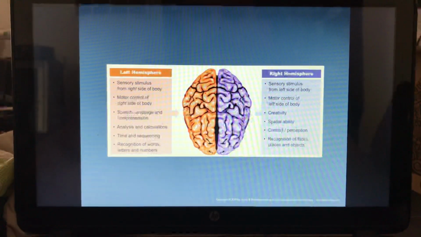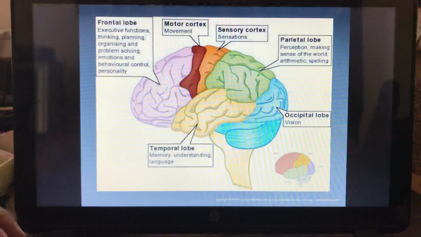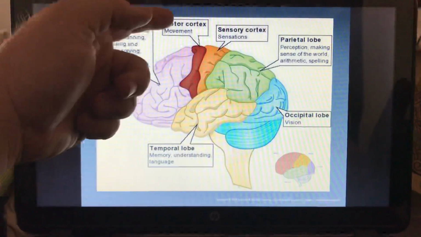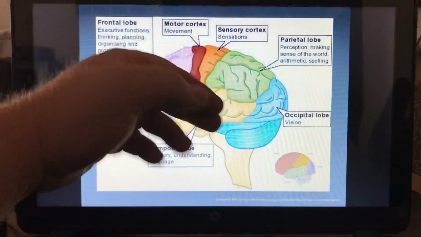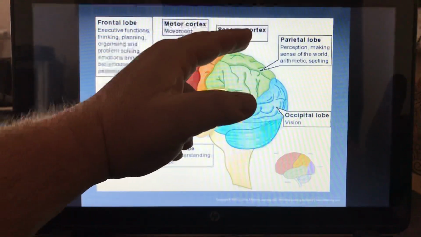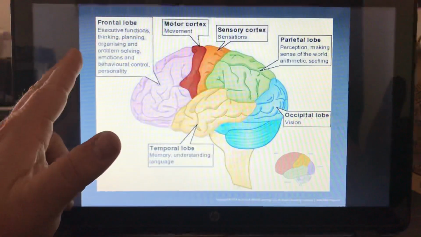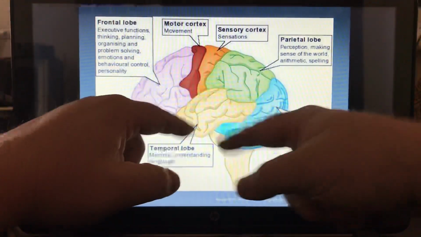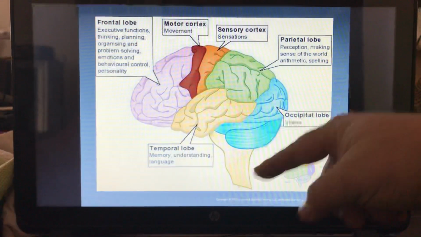That's why that's important. So when we talk about the cerebrum, we're talking about the frontal lobe. You've got a motor cortex and a sensory cortex. Those two, sensory and the motor, are still part of the frontal lobe. You have the parietal lobe, the temporal lobe, the occipital lobe. There's your cerebellum, and that's your brainstem.